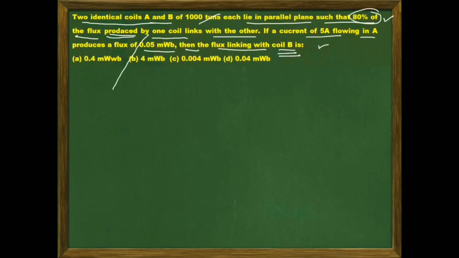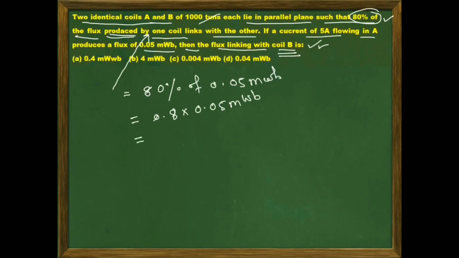Now by using this statement we can calculate the flux linking with the coil B. It is given that 80% of the flux produced by the coil A, which is 0.05 milliweber, is linked with the coil B. So this is 0.8 into 0.05 milliweber, which is equal to 0.04 milliweber. So option D is the right answer.